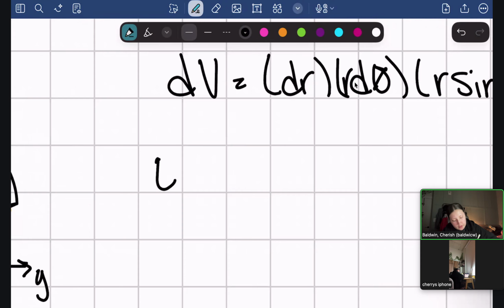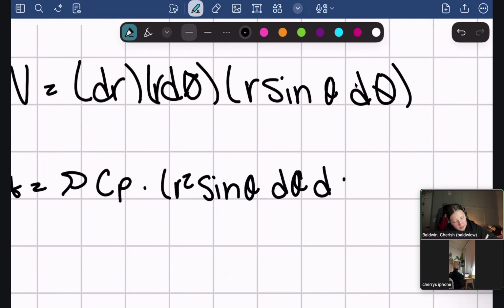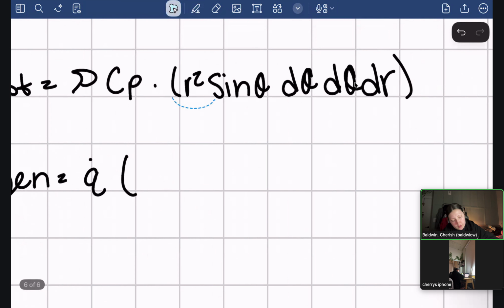Alright, so the energy storage is density times the heat capacity times the differential volume, which is r squared sine theta d theta d phi dr, and the energy generated is the flow rate generated times the differential volume, which is this.